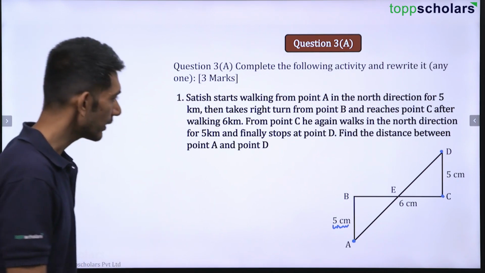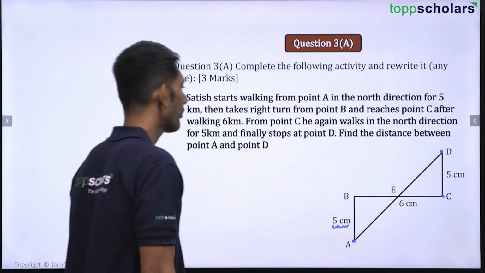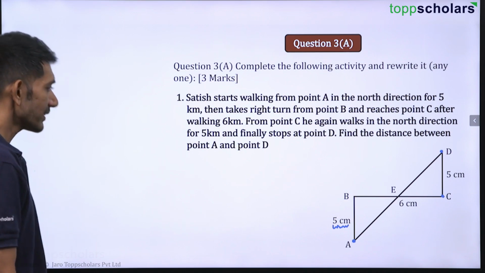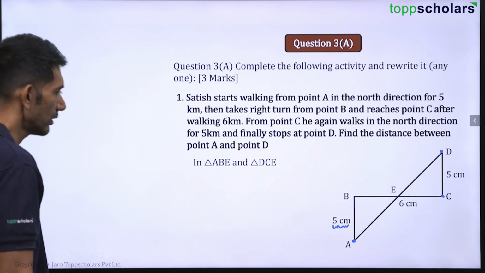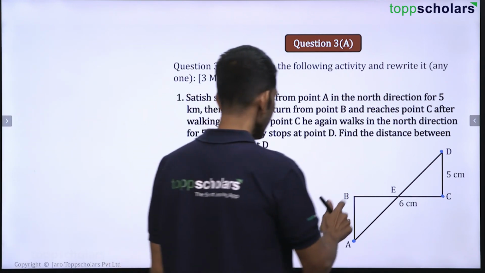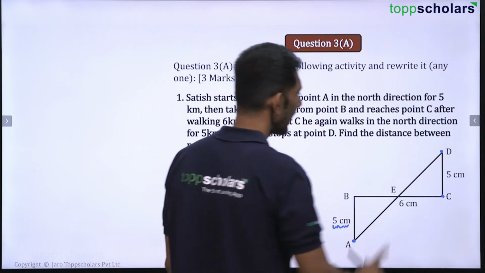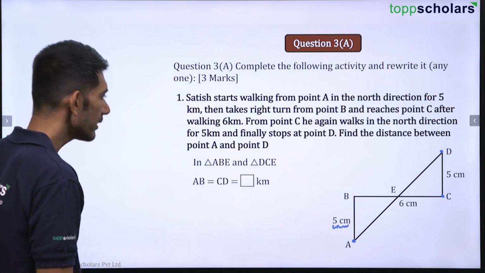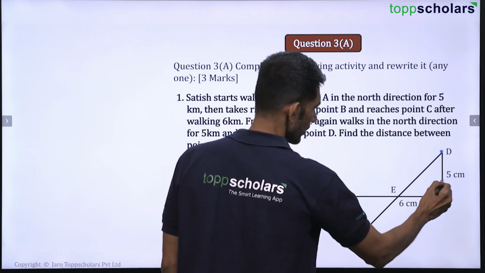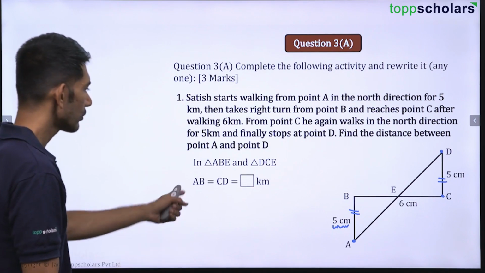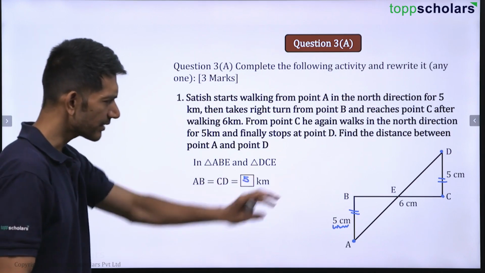We are supposed to find the distance between point A and point D. So what are we supposed to find out? We are supposed to find out the distance between point A and point D. Okay, so let us try to analyze the figure and let us try to prove the two triangles similar first of all. So the two triangles are triangle ABE and triangle DCE. Triangle ABE and triangle DCE, right? So it is already given that AB and CD, both of them are equal. So AB and CD, can I say both of them are equal to 5 kilometer? Of course, that is not centimeter, that is kilometer, that's okay.